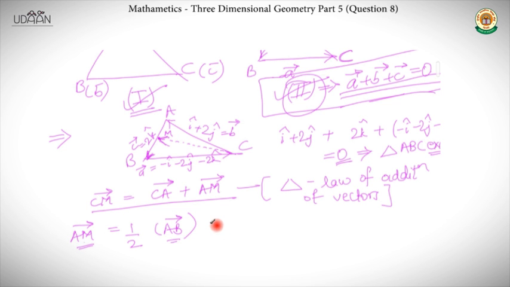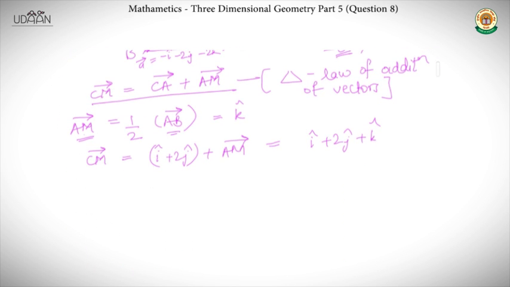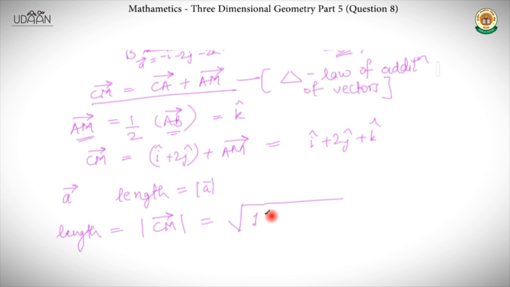AB is given as 2k, so AM would come out as k, and CA is i plus 2j, which is already given. So the CM vector can directly be written as i plus 2j plus AM, and AM is k, which gives i plus 2j plus k. This is vector CM. Now we need to find the length of CM. We know for any vector A, the length of the vector is mod A, the magnitude of that vector. The magnitude exactly represents the length. So here the length would be mod CM, which is root of 1 square plus 2 square plus 1 square, which is root 6 units.